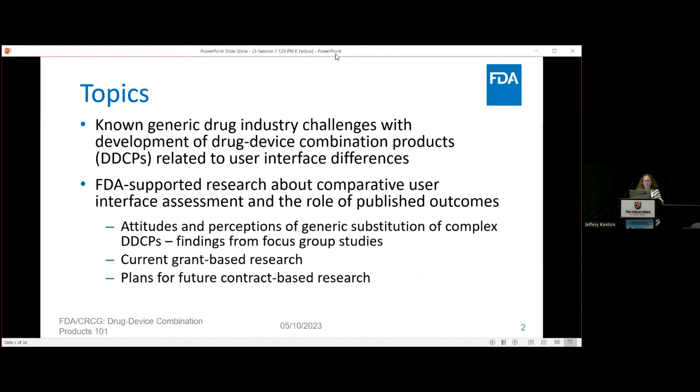So we know there are challenges with development of drug-device combination products that relate to user interface differences, and that can get in the way of efficiently making generic versions of products accessible to the public. We'll talk about FDA-supported research about comparative user interface assessment and the role of published outcomes. We'll talk about the first study that has been completed in this space, which focuses on attitudes and perceptions of generic substitution of complex drug-device combination products based on focus groups that were conducted. We'll talk about the current grant-based research that's ongoing, as well as plans for the future.